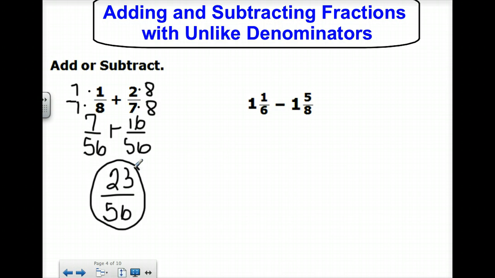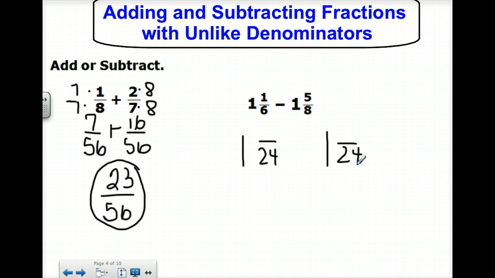Okay, so now we're going to subtract two mixed numbers. I have 1 1/6 minus 1 5/8. Now I'm going to use method 2. I'm going to find the least common denominator for 6 and 8. And the least common denominator for 6 and 8 is going to be 24. So notice the whole number 1. I want to go ahead and make sure I put that in front of my fractions. I don't want to forget about those.